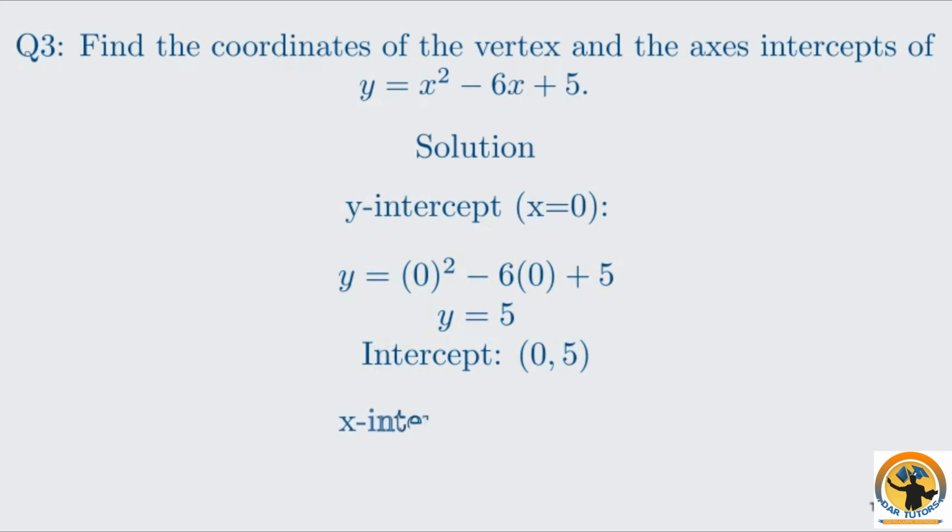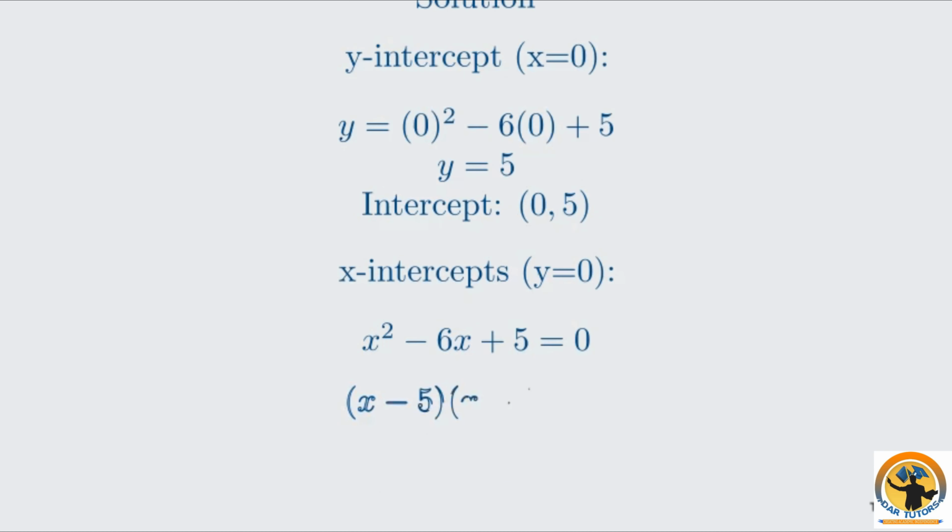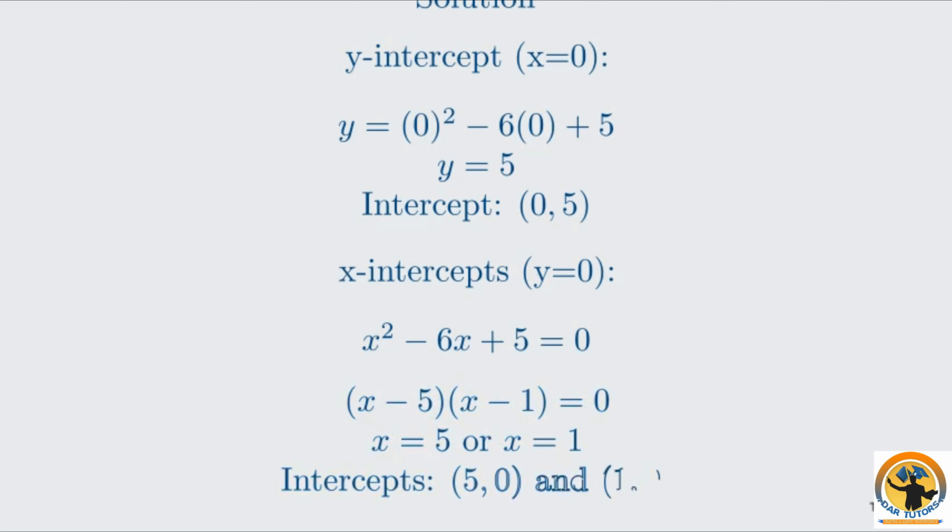Next, the x-intercepts. These occur when y equals 0. We need to solve the quadratic equation x squared minus 6x plus 5 equals 0. This equation factors nicely into (x minus 5) times (x minus 1) equals 0. The solutions are x equals 5 and x equals 1. So the x-intercepts are at (5, 0) and (1, 0).